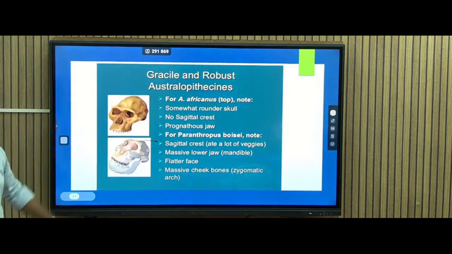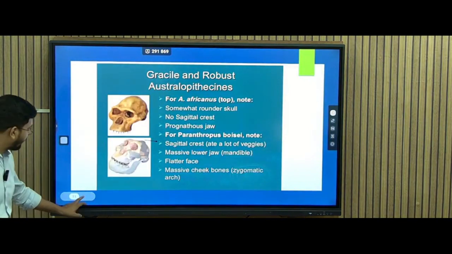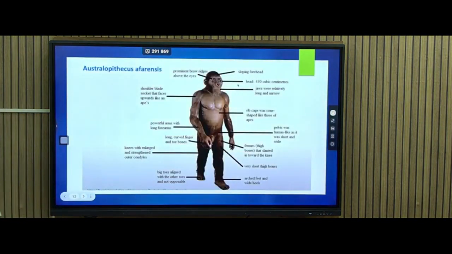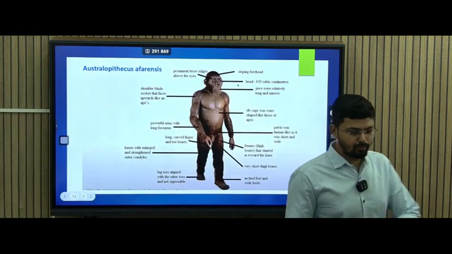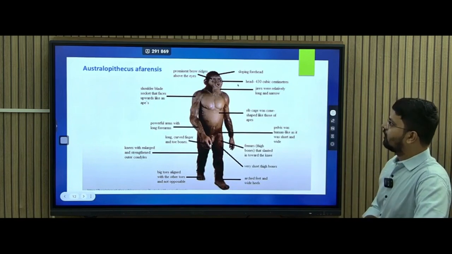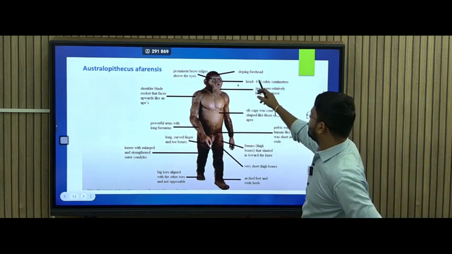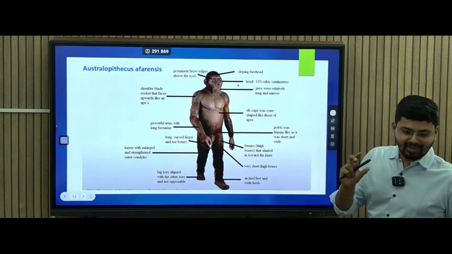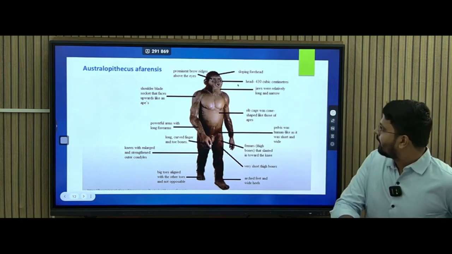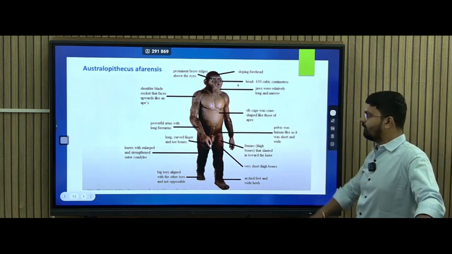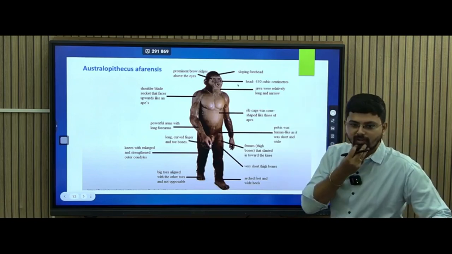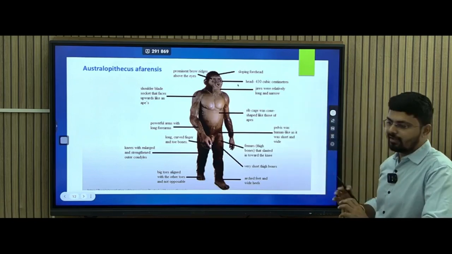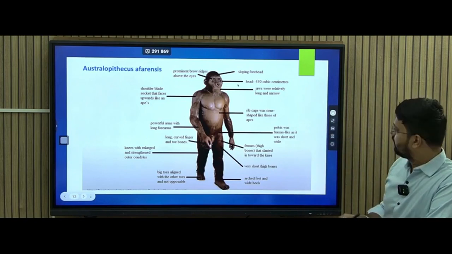Right. So these are the basic features. Now we'll get into further features. This is gracile. Afarensis means gracile, right? You can see its body parts. First, with respect to cranial capacity, it is 430 cubic centimeters. Jaws, I already told you, jaws are relatively long and narrow.